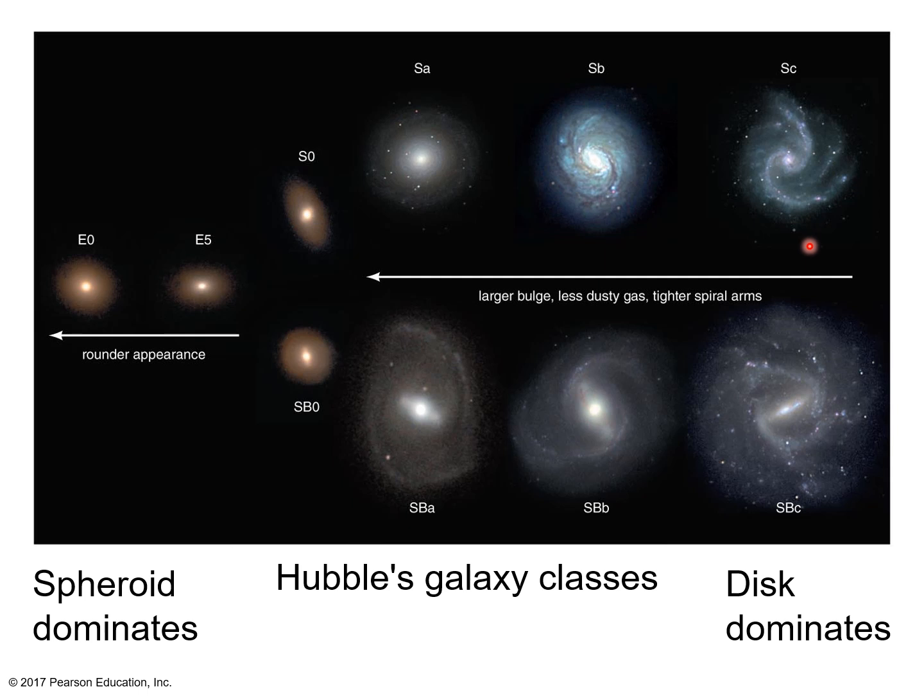Now, he also recognized that there are barred spirals. So let's go down here, and capital S, capital B means spiral barred, and then the lowercase ABC again refers to the size of the bulge relative to the disk. So SBa, SBb, and SBc. And the Milky Way galaxy is actually classified as an SBb. So about a middle-sized bulge compared to the disk, spiral barred. Notice as we go from right to left, larger bulge has less dusty gas and tighter spiral arms.